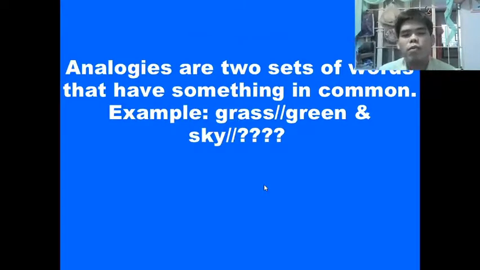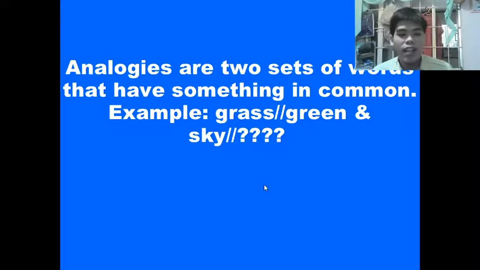So before we move on to the types of analogies, again, when we say analogies, these are two sets or two pairs of words that have something in common. We have the first pair in our example, grass and green, and the second pair, sky and blue. So what do they have in common? They're both being described by color.